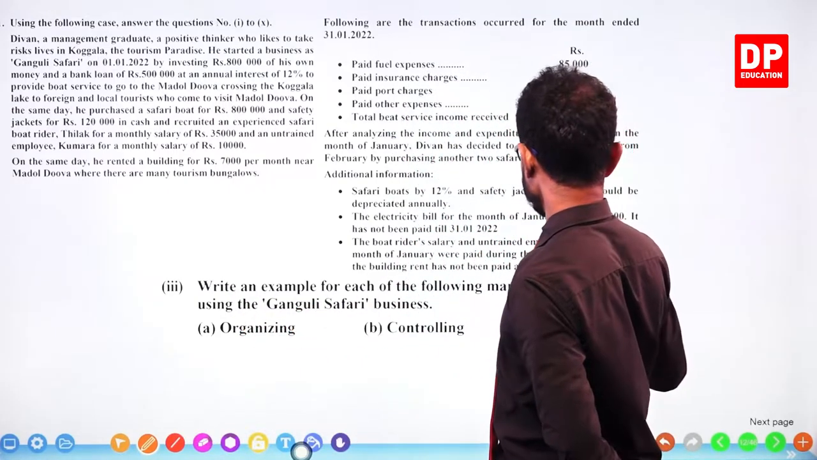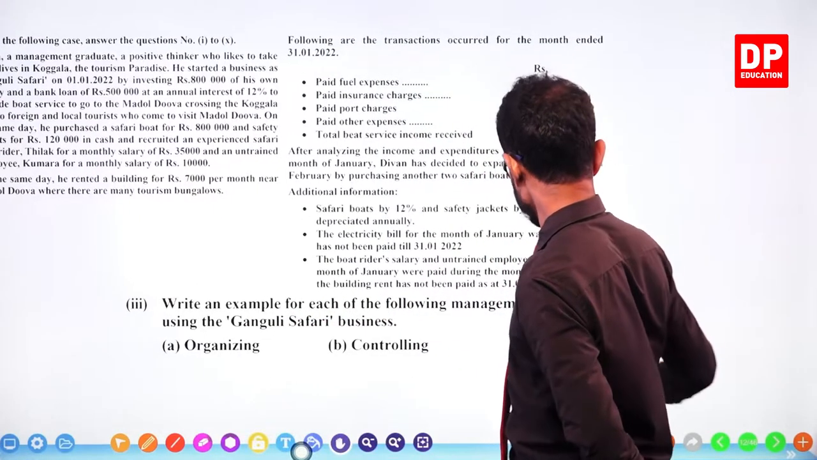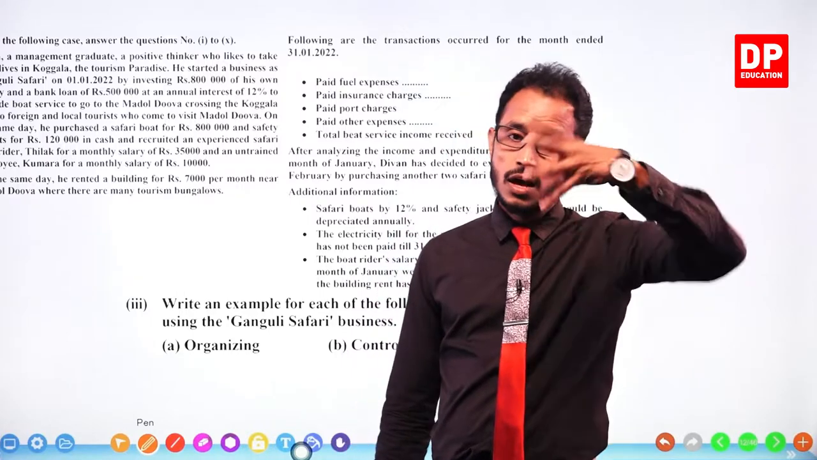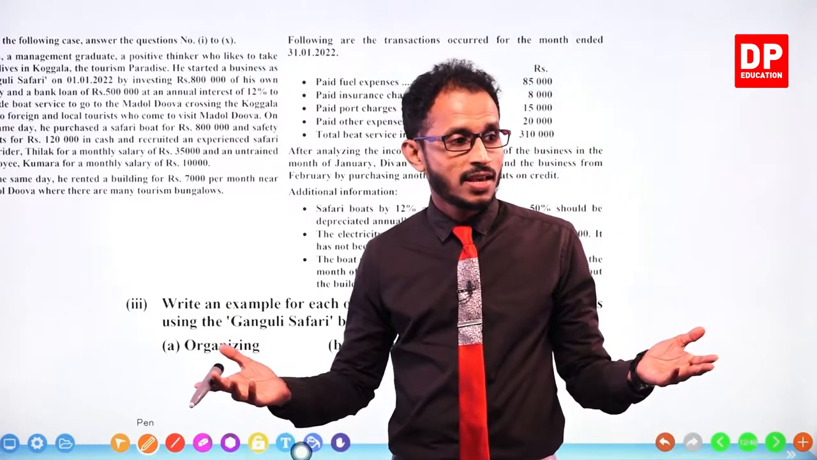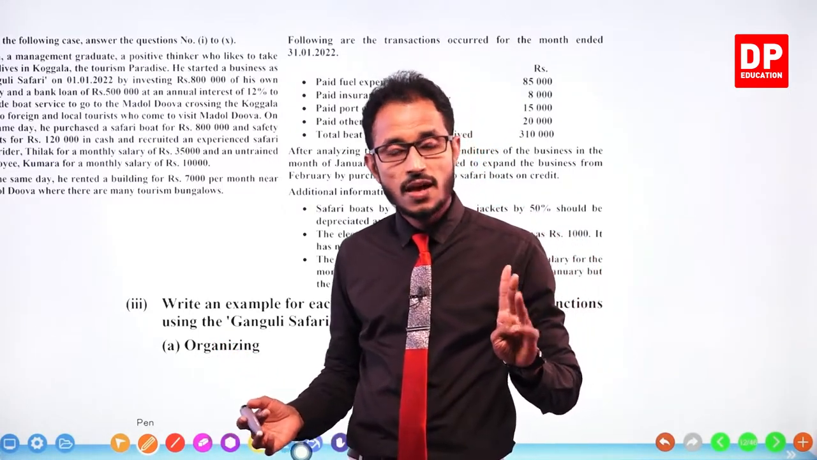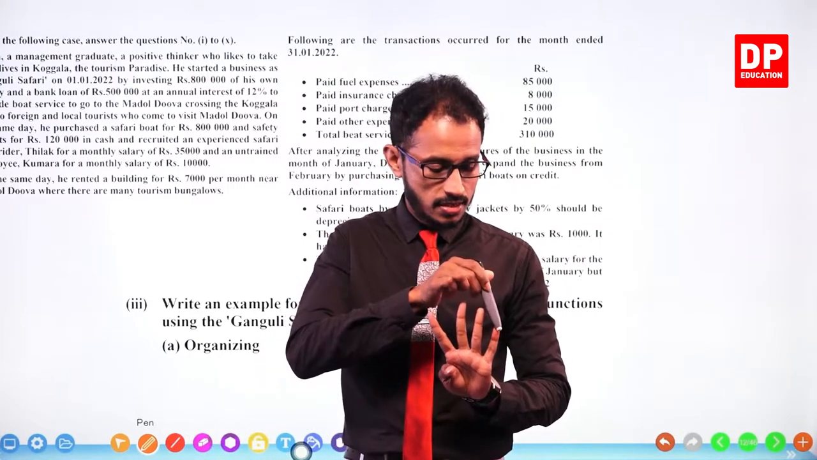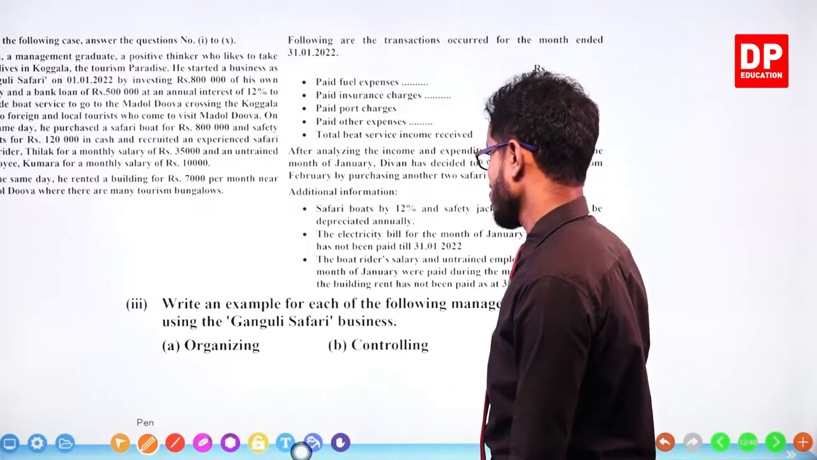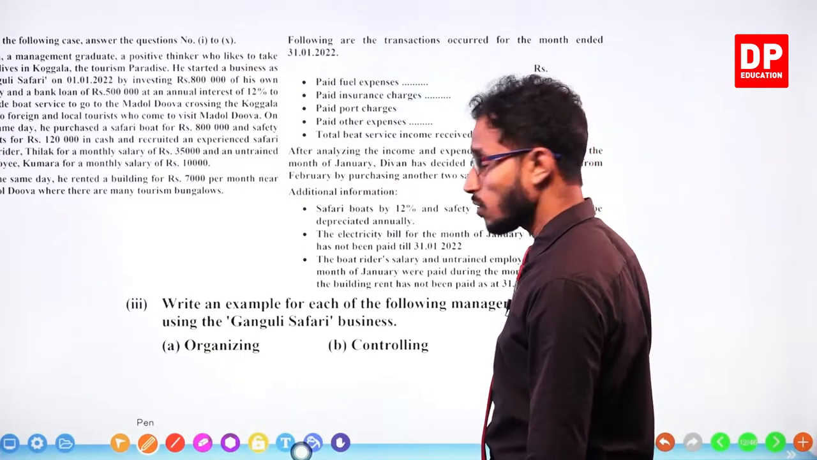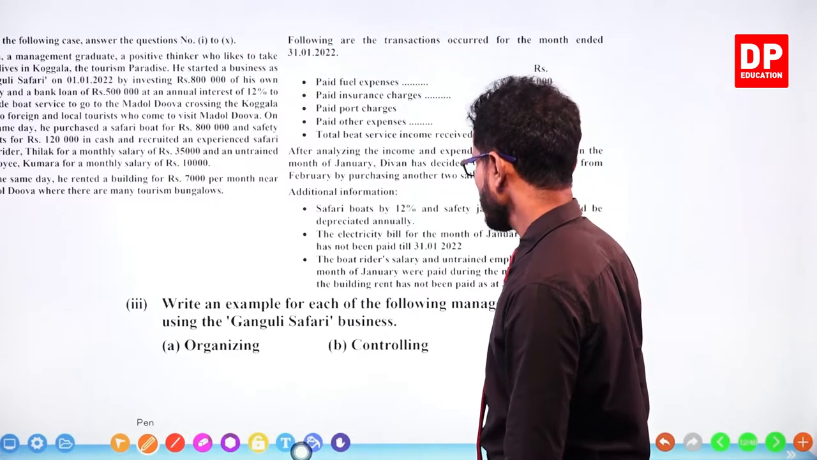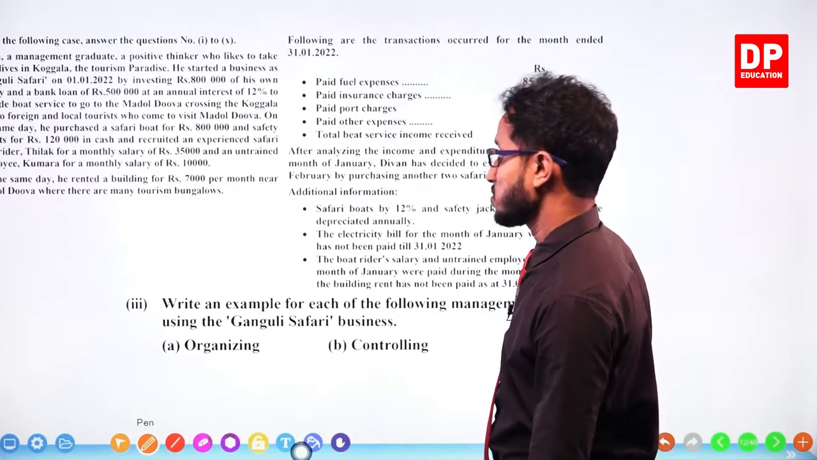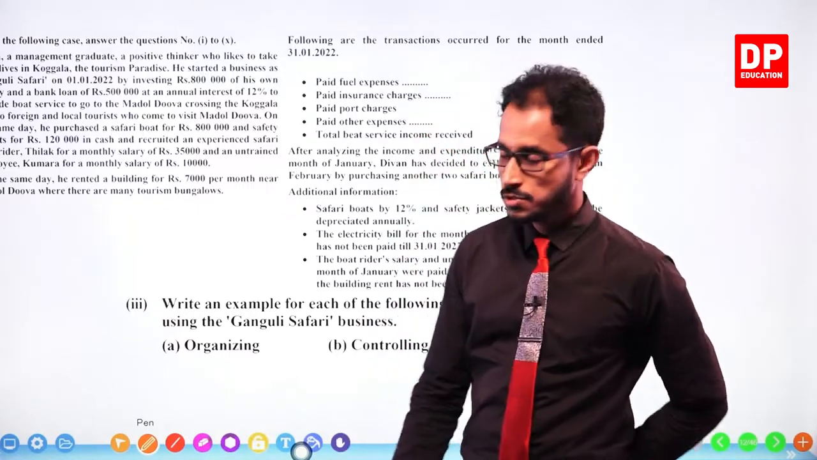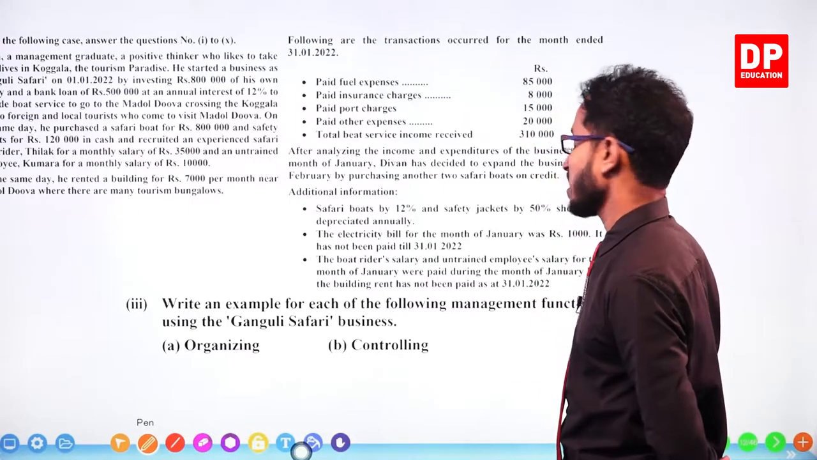Write an example for each of the following management functions. Now they're asking about management functions. No problem. You know that management is the process of planning, organizing, leading and controlling the limited resources to achieve the business objectives. That is the management process. Write an example for each of the following management functions using Ganguly Safari Business. First function is organizing. Second function is controlling. Now we have to write examples from the business.